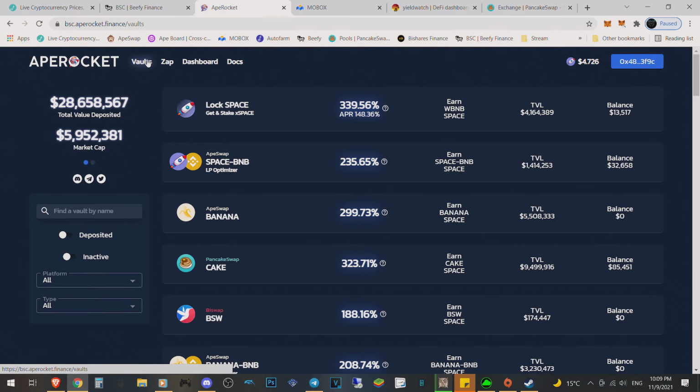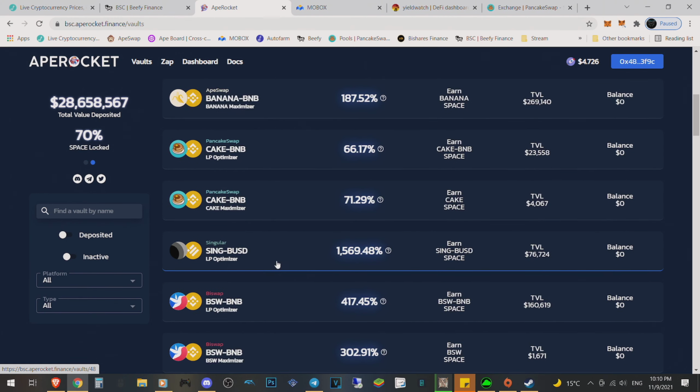My name is Manzi Crypto, and today we're going to discuss how ApeRocket works. Now, there's so many people asking questions about how ApeRocket works, and I just want to clarify to you guys, this is an auto market maker. It's an AMM that has multiple different coins like banana, cake, BSW. The list goes on and on. It has also singular BUSD.